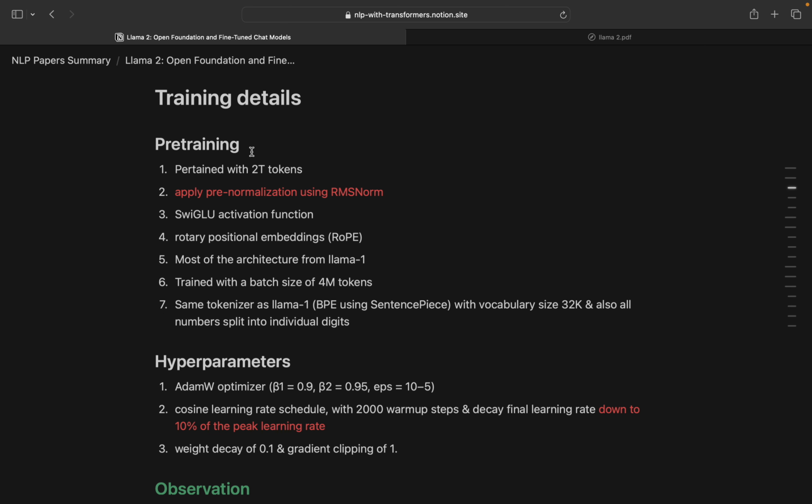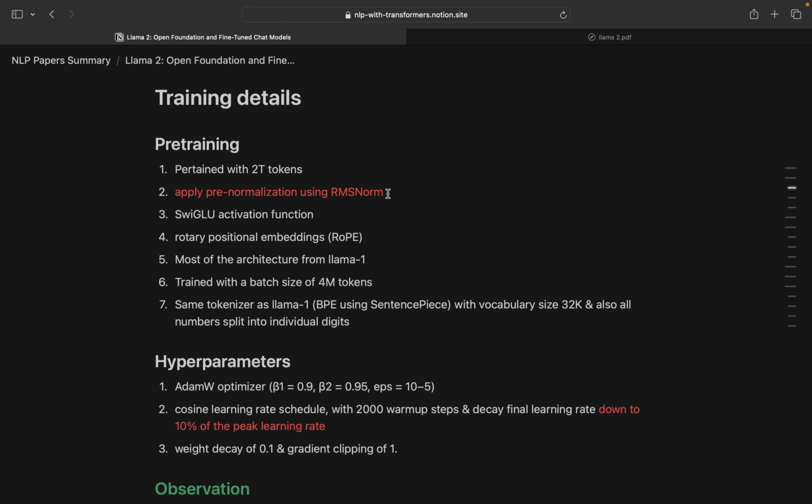When it comes to pre-training, as I mentioned, they pre-trained with 2 trillion tokens, and they applied RMS norm. What does it mean? If you remember how a decoder-only model works, every input sentence is split into tokens, and each token has to be converted into an embedding, right?